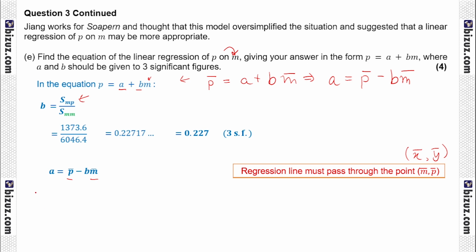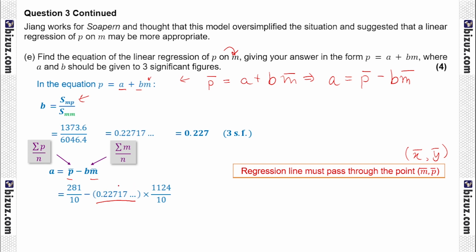Now we can just plug in the values that we know. The means, we haven't found them yet. However, the mean of P, that's the sum of P divided by N, the mean of M, that's the sum of M divided by N. Those are pretty easy to find. So if you plug in these, so P bar is 281 divided by 10 minus B is 0.22717.